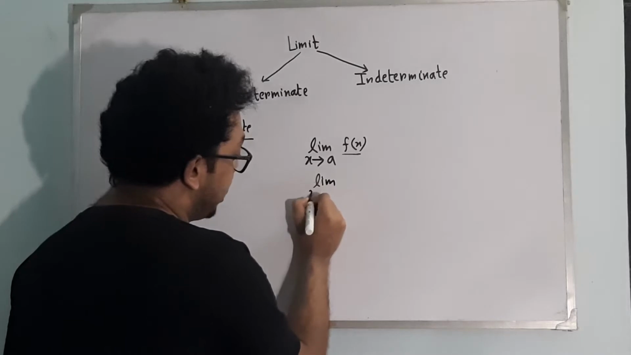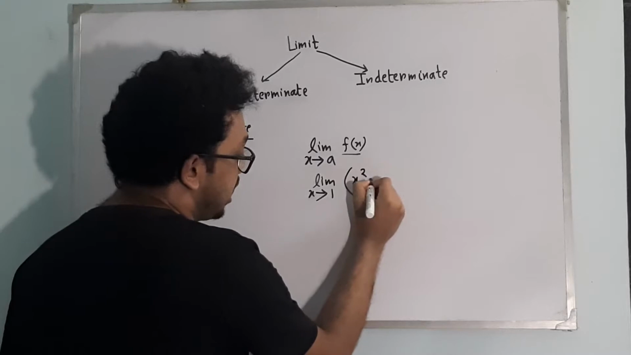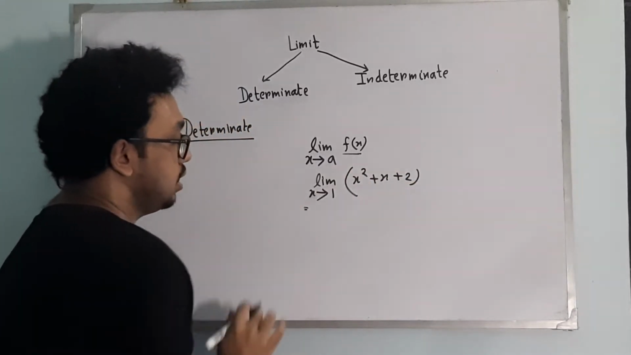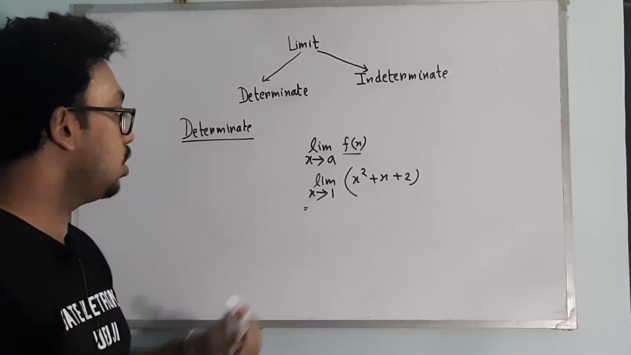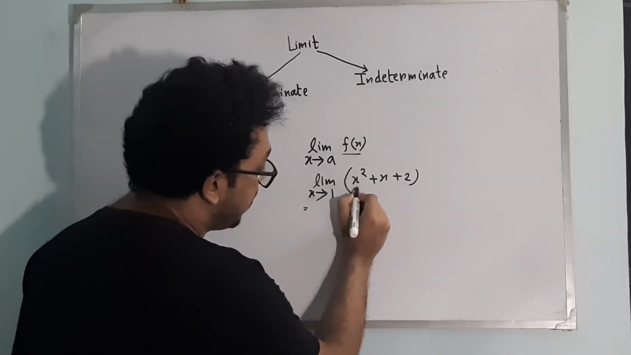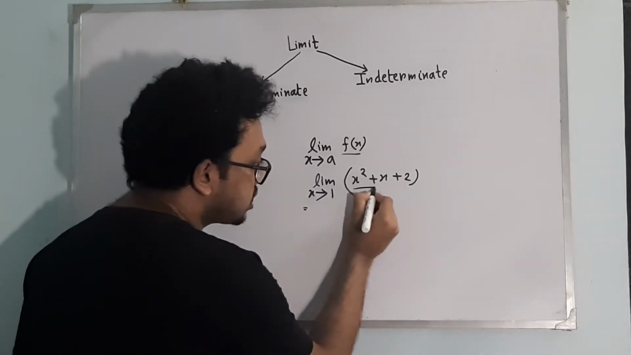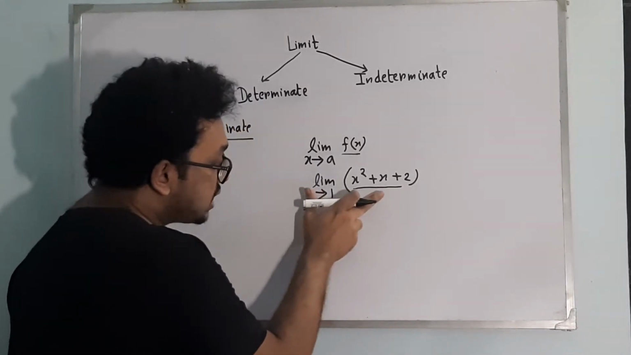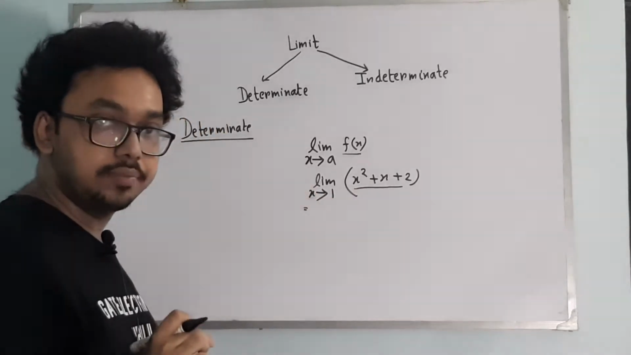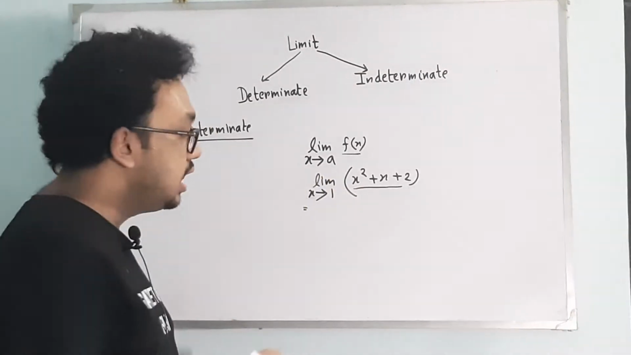Suppose I want to calculate the limit as x tends towards 1 of x square plus x plus 2. See, here you observe that we have a polynomial function, because x square plus x plus 2 is a quadratic function. You are asked to calculate the limit of the quadratic function when x is tending towards 1. Now, just by observing the function you can say that the limit will exist.